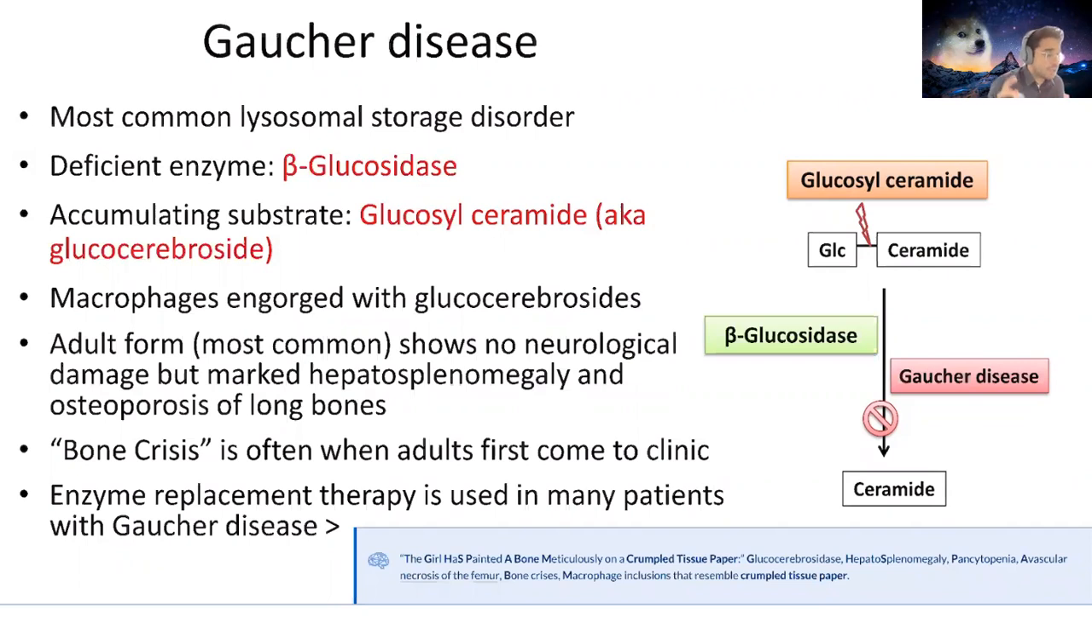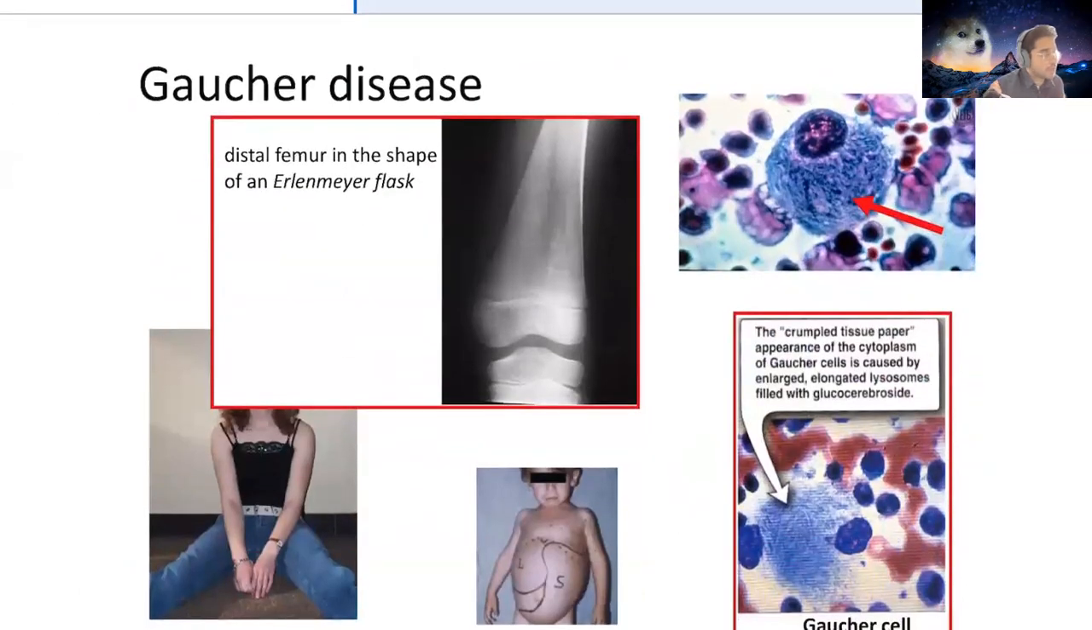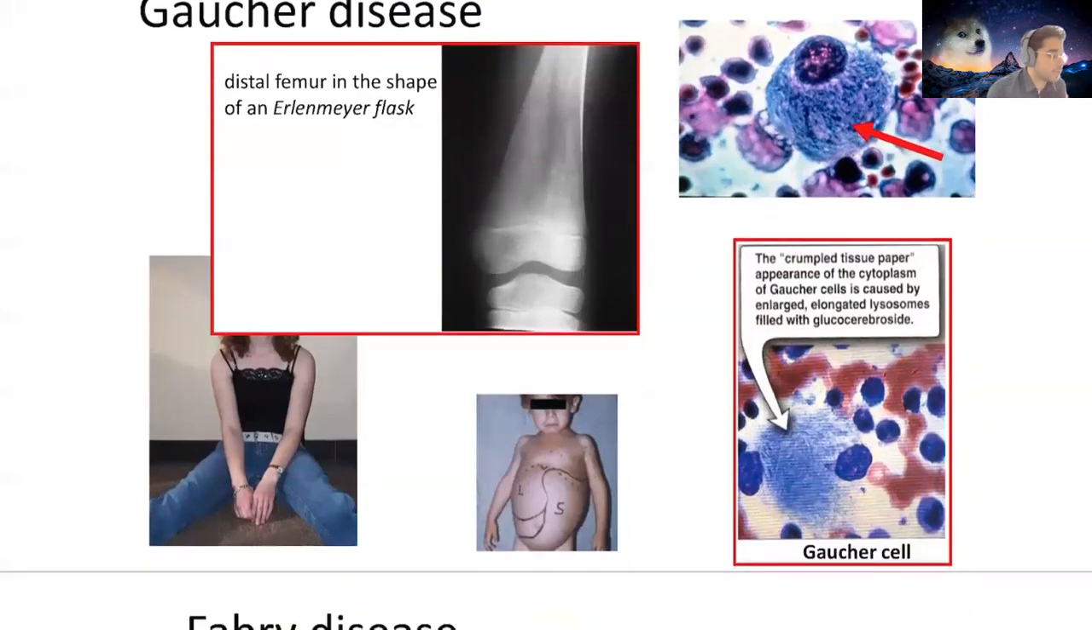But if you ever see crumpled tissue paper, it's Gaucher's disease. Don't even trip. That's how I got a good chunk of the answers for this. The other buzzword for this is Erlenmeyer flask. So crumpled tissue paper, Erlenmeyer flask, know it very well. It will also present with hepatosplenomegaly.